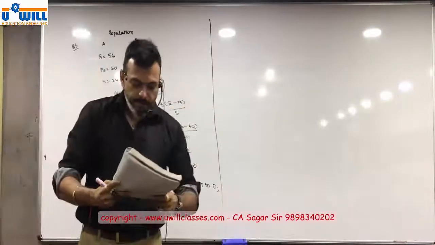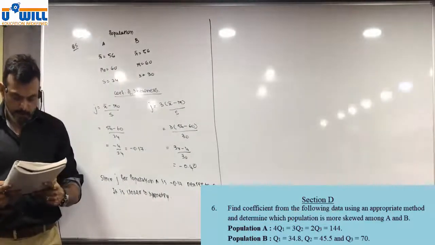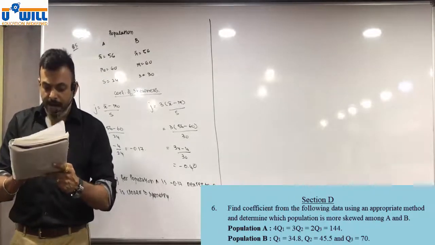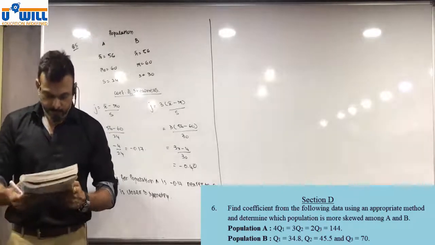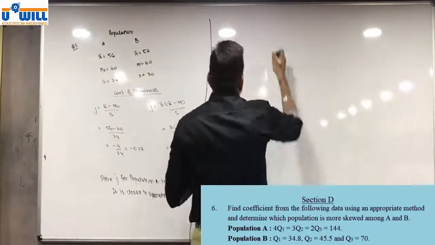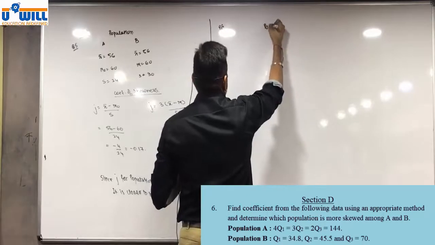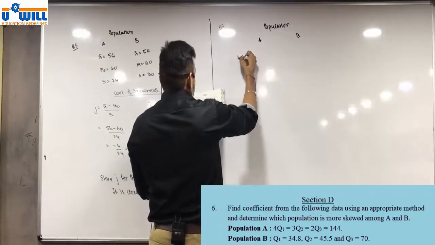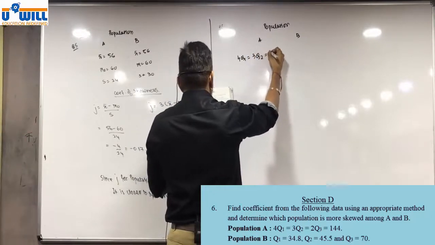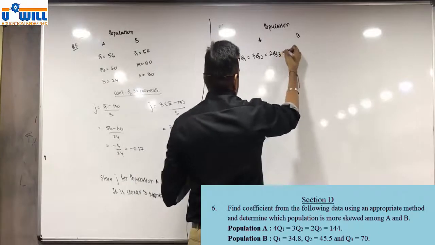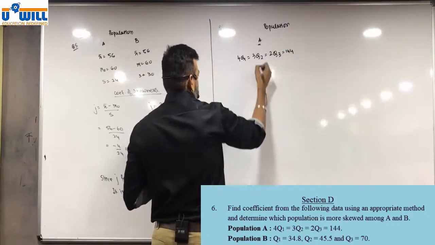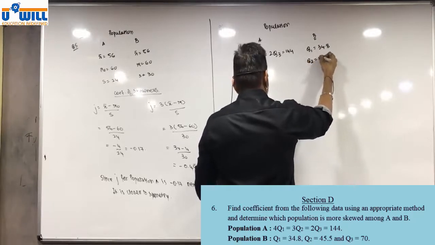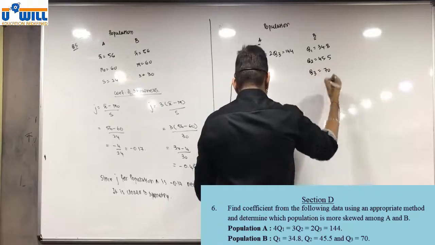Question number 6. Find the coefficient from the following data using the appropriate method and determine which population is more skewed among A and B. Now mark this, it is important. Let's write the information first. Question 6, populations A and B. For A: 4 quartile 1 is equal to 3 quartile 2 is equal to 2 quartile 3, which is equal to 144. For B: quartile 1 is 34.8, quartile 2 is 45.5, and quartile 3 is 70.